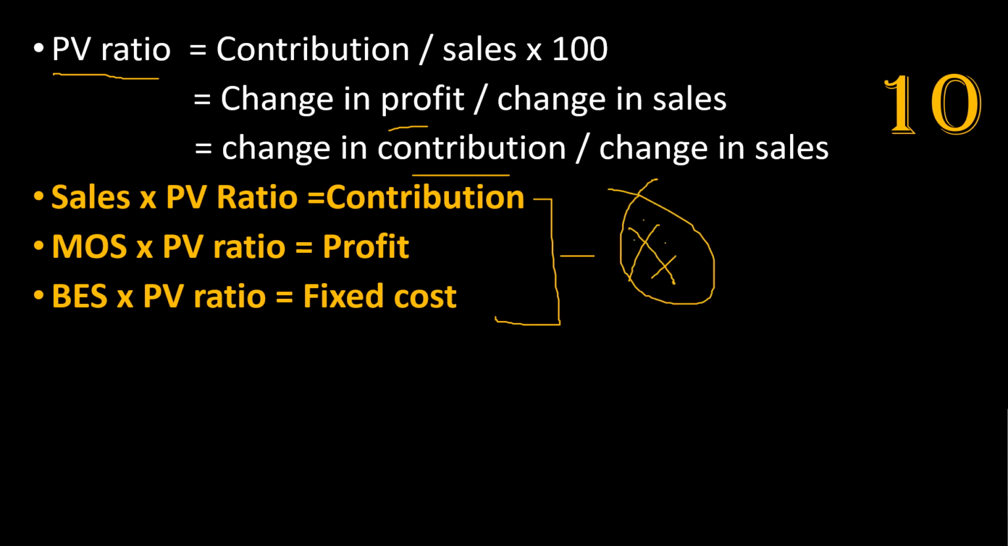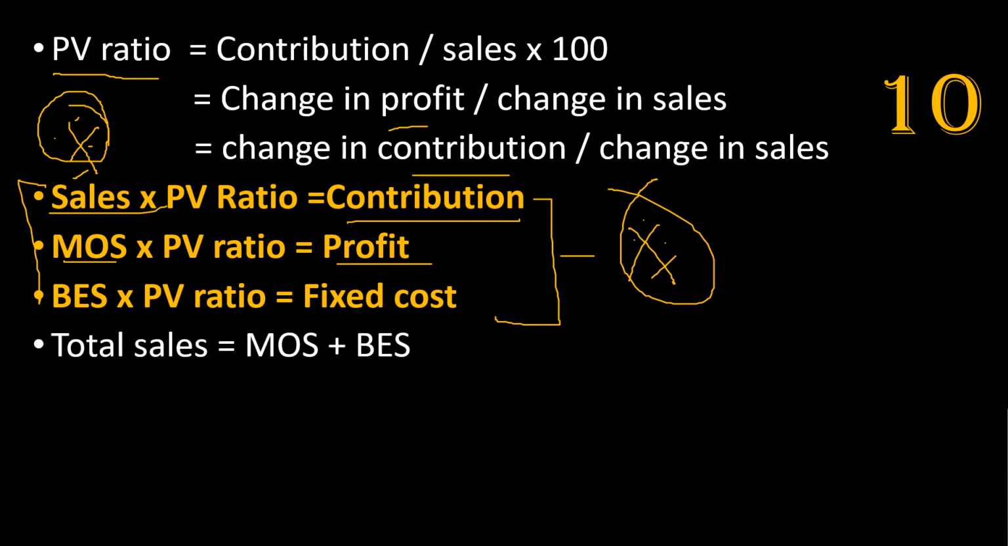For easy remembrance, I compare the PV ratio with the other components: PV ratio into sales, PV ratio into margin of safety, PV ratio into break-even sales. So first formula, sales into PV ratio gives you the contribution. Next, margin of safety into PV ratio gives you the profit. Next, break-even sales into PV ratio gives you the fixed cost. Again, I'm saying these 3 formulas are very important. In the upcoming slides, I will show you how I derived the formulas from these 3 formulas.